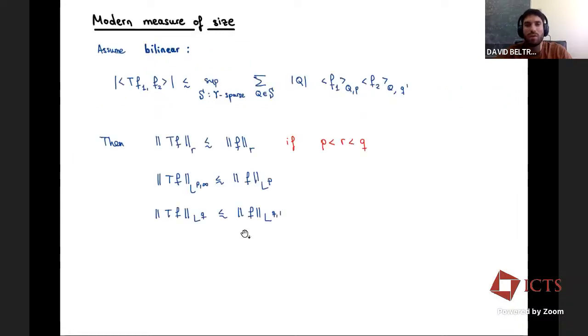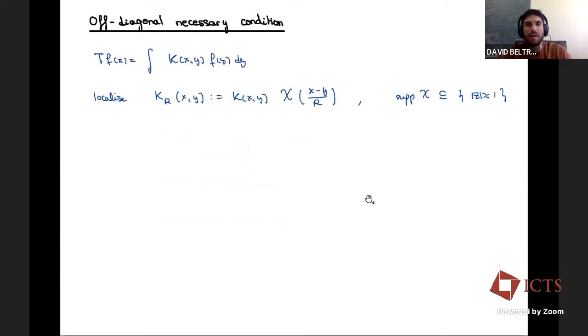And what other role are the P and the Q exponent playing, besides getting bounds in this range? These are all diagonal inequalities. But the role of this secondary exponent is a little bit more than that. It's related to an off-diagonal necessary condition.